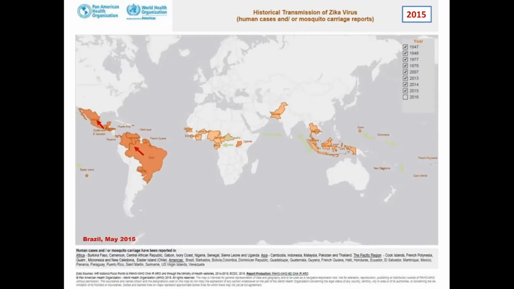Why it took so long, from 1947 to 2007, before it really exploded, I think remains a mystery, really. It may be due to competition between different flaviviruses and cross-immunity in different areas. I don't know, but there's plenty of dengue in Asia, so it's hard to explain at the moment. And then it's just continued to spread.